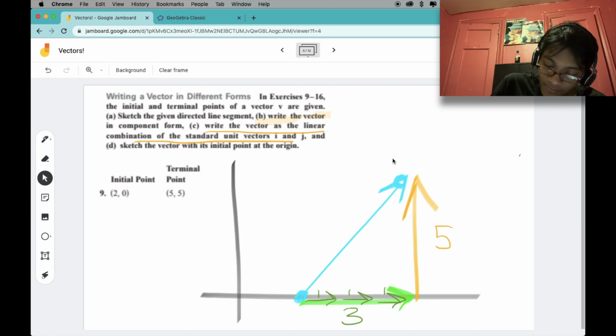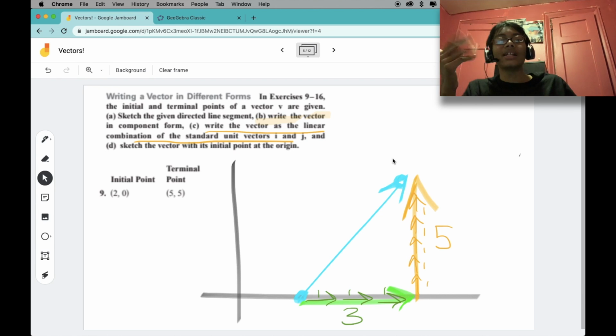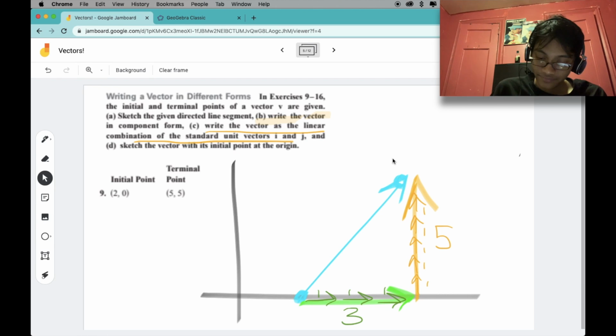Same thing over here. Here we have a unit vector, another unit vector, and another, and another. Each of these unit vectors has a length of 1, and we have 5 of them, so that it makes this yellow vector of length 5.